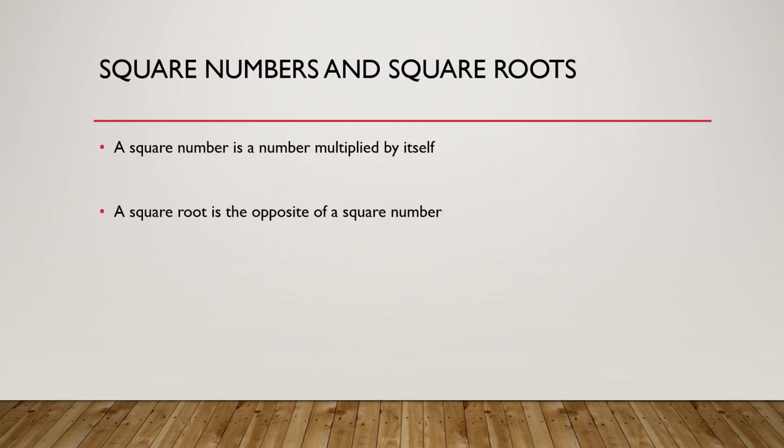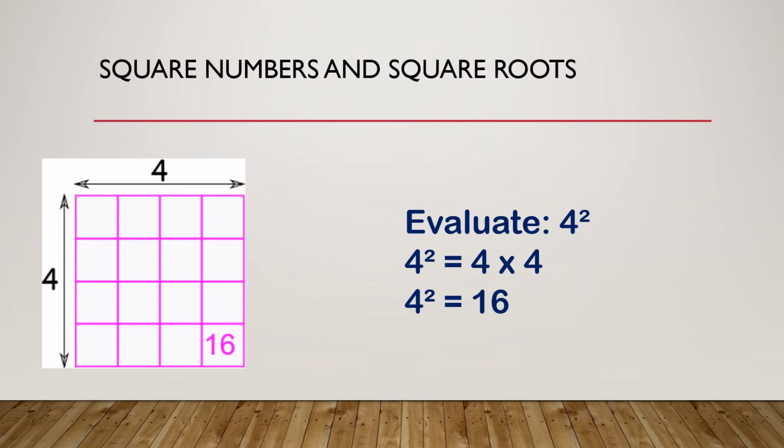So a square number means a number multiplied by itself, and the square root is the opposite of the square number. So let's have a look. 4 squared is 4 multiplied by 4, so it's 16. This diagram is showing you why that's a square number, because it's showing you that 4 times 4, if we added them up, would get us to 16.